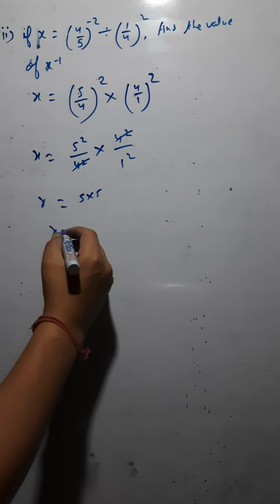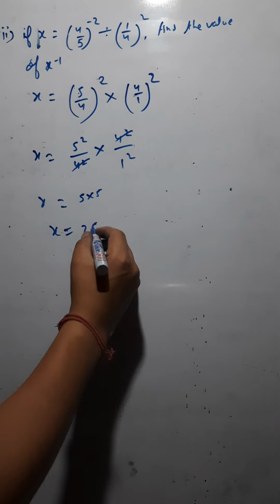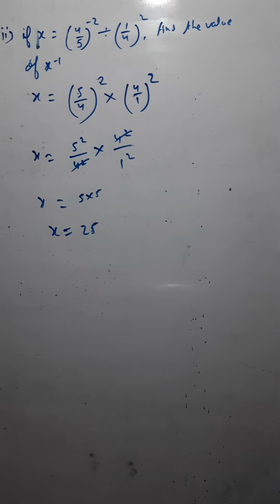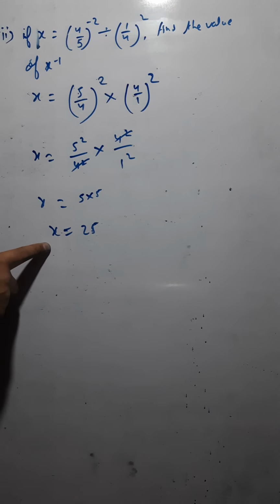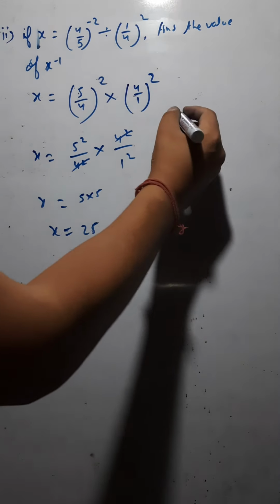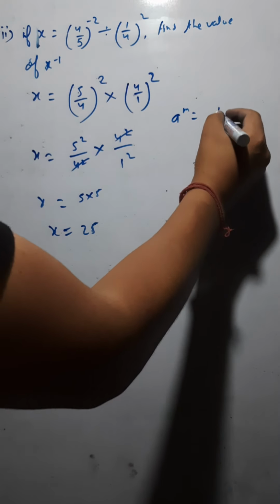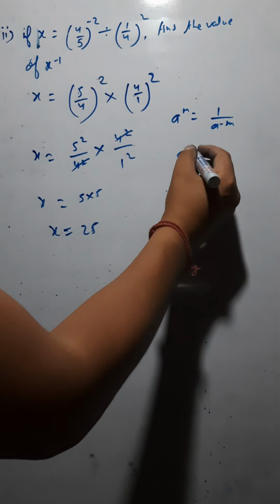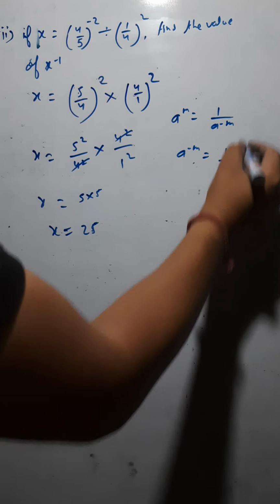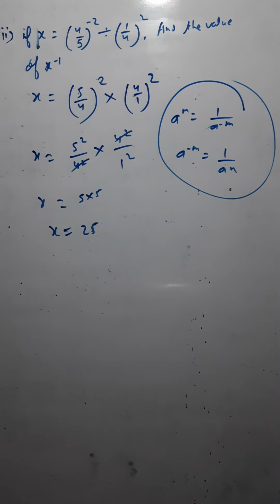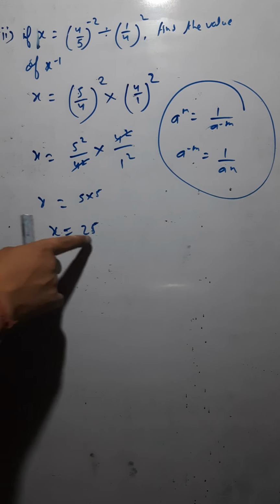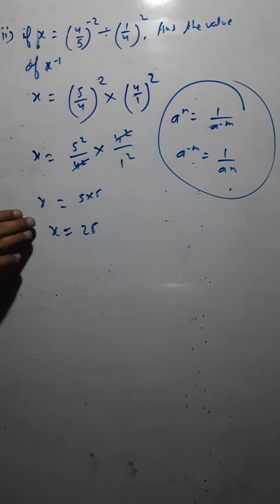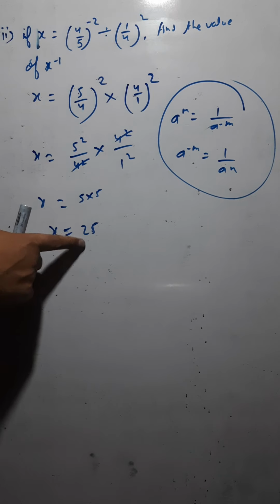So the answer, x is how much? x is 25. Now you have to find out the value of x raised to the power minus 1. If it is x raised to the power minus 1, as we have already done, a raised to the power m can be written as a raised to the power minus m. Similarly, a raised to the power minus m can be written as a raised to the power m. Are you getting this? Similarly here also, x raised to the power 1 is equal to 25. So if I am writing x raised to the power minus 1, I would have to write the reciprocal of this. Are you getting this?